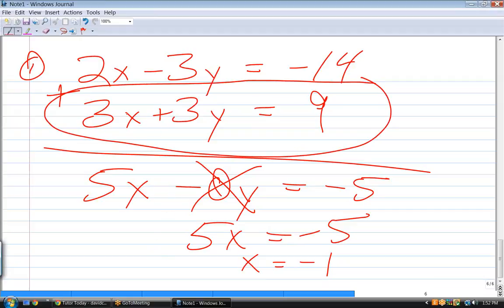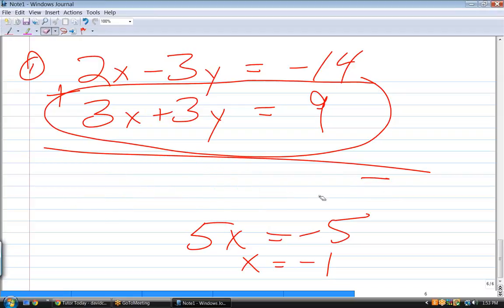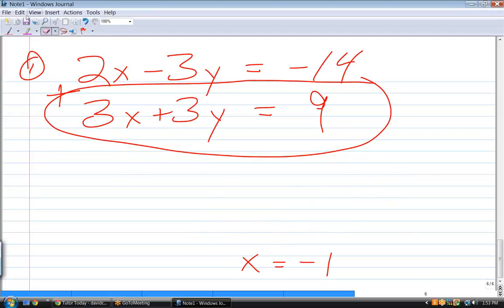And the one I chose, the only reason I chose that was because there were no negative signs in it. Okay, so we've solved for x. We know what x is. X is minus 1. How do I solve for y?